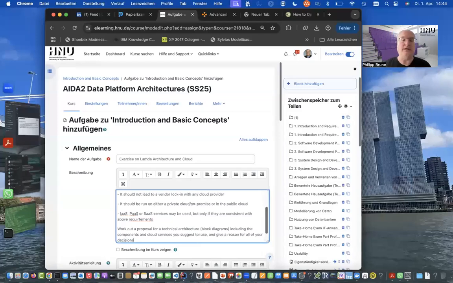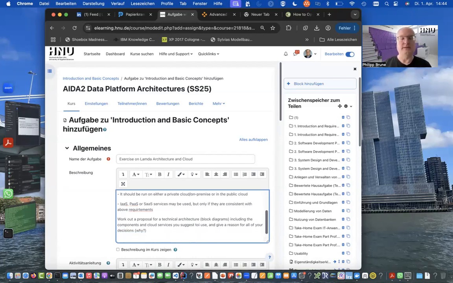But you should argue, you should give reasons why. So why did you do it like that and not others? That's the important thing. That means you should check your selections against the requirements and argue from the requirements. So that is the idea.